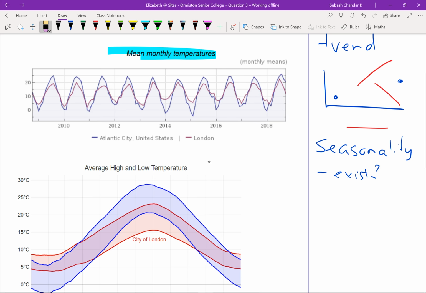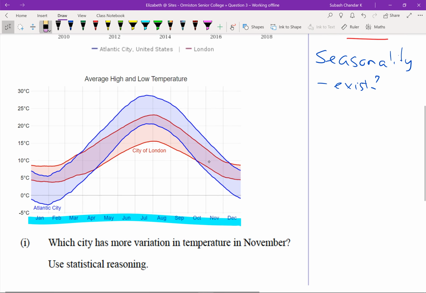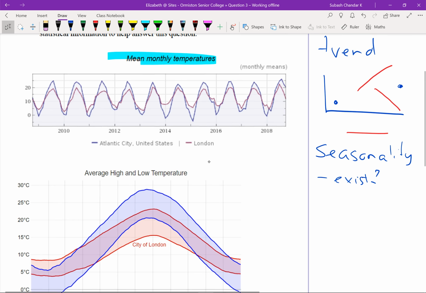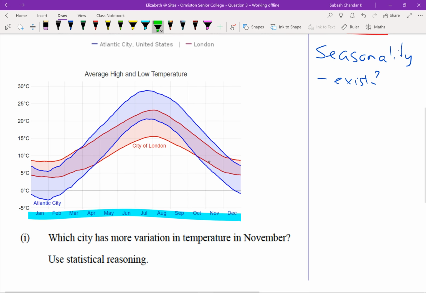The particular question, and I haven't looked at the second graph yet, which I will in a second, says, which city has more variation in November? So they're looking at a very specific time period. So they're saying in November. So we want to just label off the November part. So that's why I can't look at that first graph, because that's hard to see November exactly there. But the second graph, I can. So I know November goes in this range there.